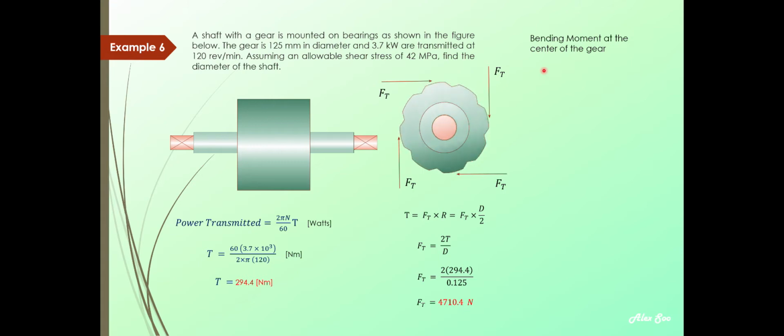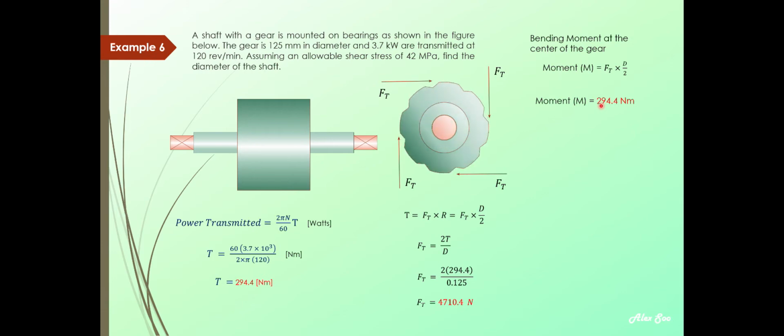At the same time, from this we can also find the bending moment that is acting on the gear itself at the section where the gear is placed on the shaft. We also know that the moment or the couple at that point is equal to tangential force multiplied by radius. From this, we find the moment as well, which is equal to 294.4 Newton meter.